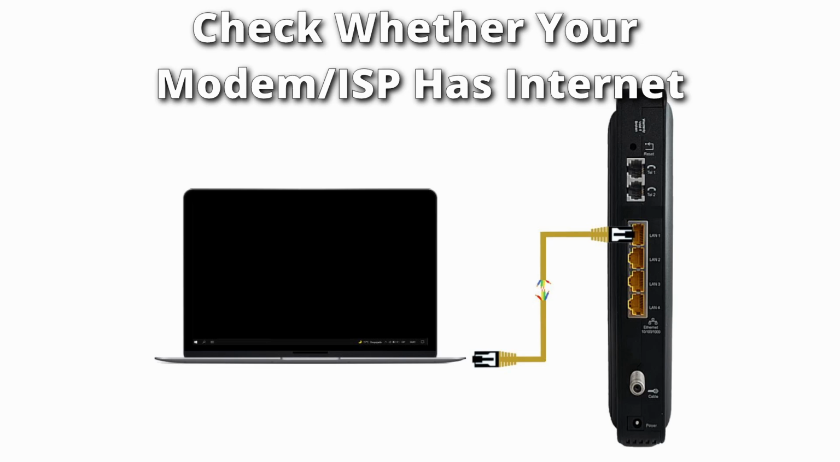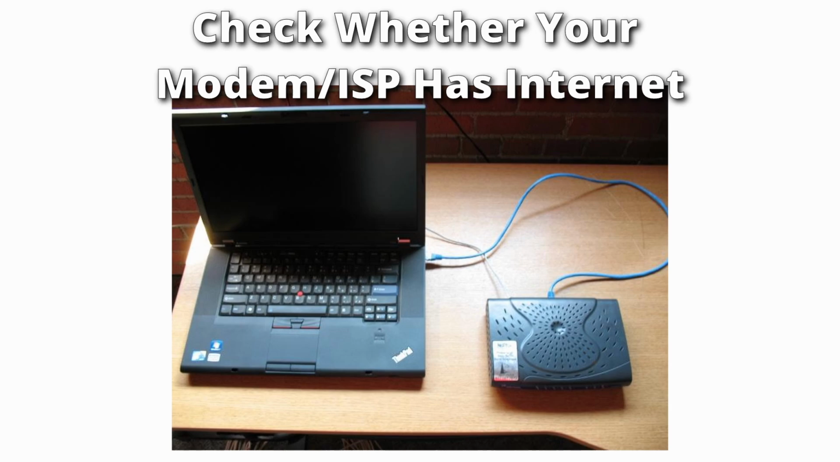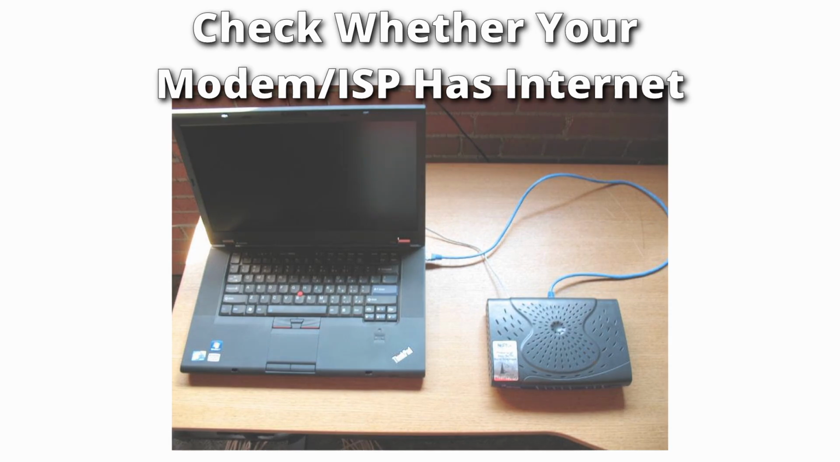Step 3. Check whether your modem or ISP has internet. The router might not actually be the problem. If your setup allows it, disconnect the TP-Link router and connect the computer directly to the modem using Ethernet. If there's still no internet, TP-Link says the problem is likely with the modem or your ISP rather than the router. If the modem works normally, reconnect the TP-Link router and continue.